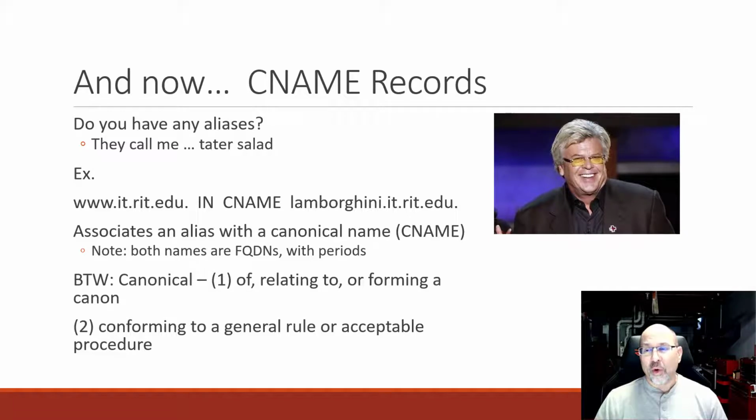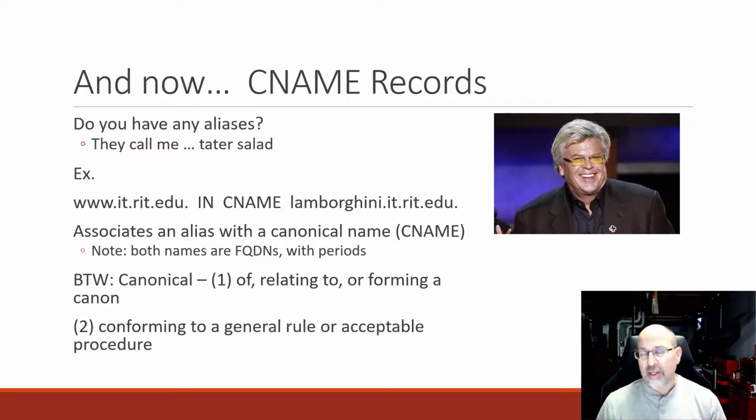Okay, so what is a canonical name all about? It associates an alias with a canonical name. So when we have a CNAME record, we have another way to reference some object that's out there. So in this case, www.it.rit.edu is the same thing as lamborghini.it.rit.edu. They point to each other. So in the build example, I had a record for, I think it was client 1. And then I had a CNAME record that was Dr. H. And so Dr. H pointed back to client 1.